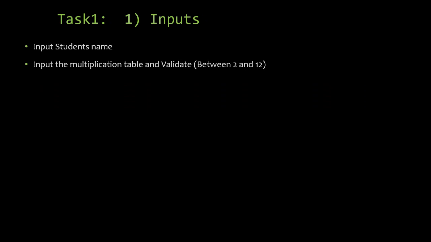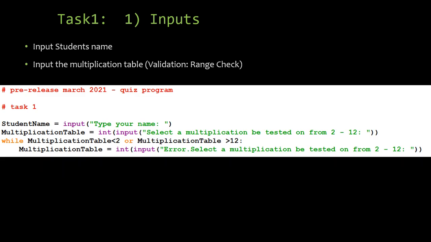We'll start with inputs. So we need to input the student's name and we need to input the multiplication table. Of course, in the description it says the multiplication table should be between 2 and 12, so a validation or range check needs to be done. We have our variable student name is equal to input and type your name as the message displayed. Multiplication table is equal to input, select a multiplication to be tested on from 2 to 12.